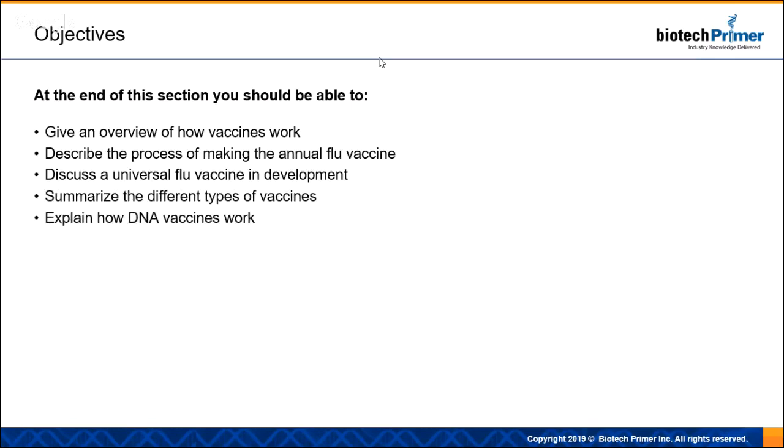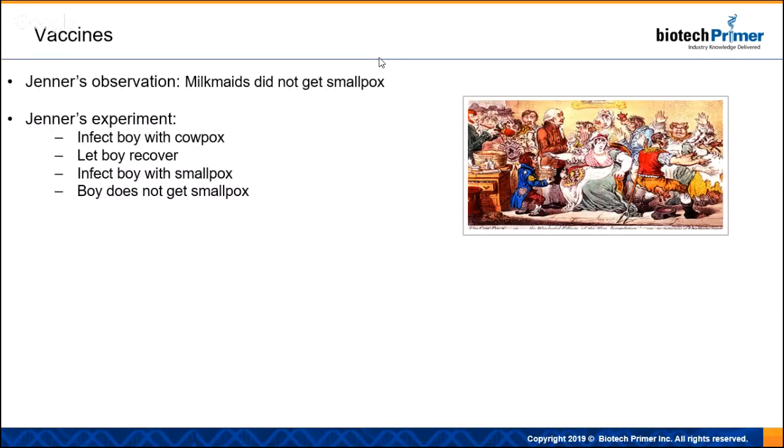Finally, we'll explain how a novel type of vaccine, DNA vaccines, work, and give an overview of how a viral cancer vaccine, also referred to as an oncolytic vaccine or an oncolytic virus, works. It's just first a little bit of history.